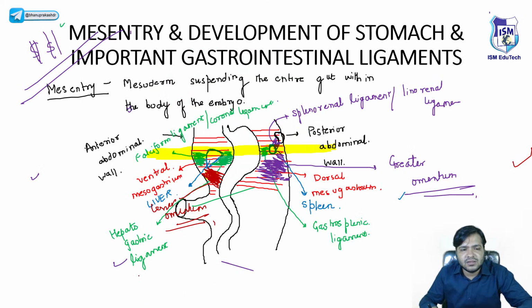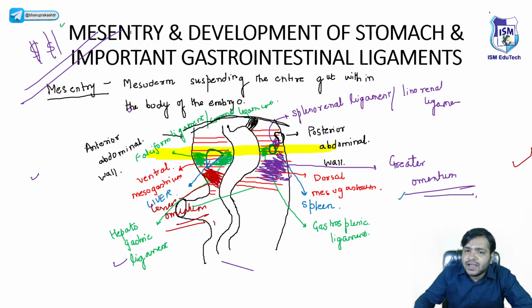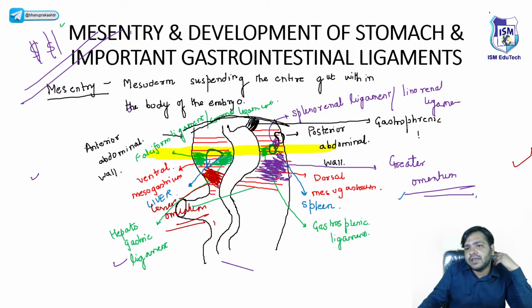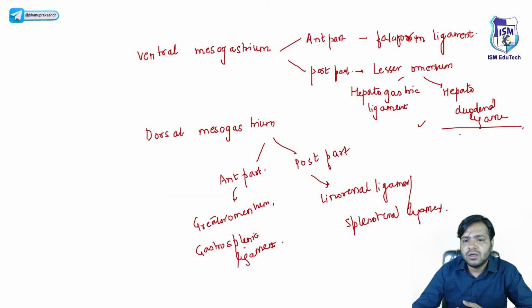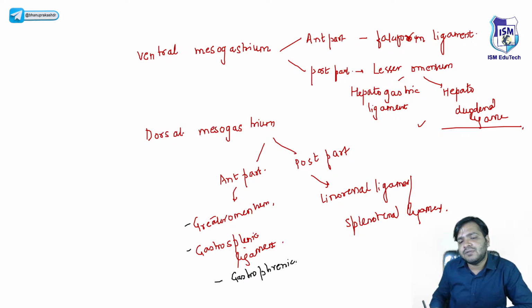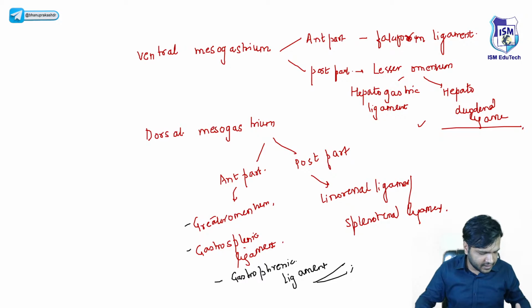There is one particular structure that I have not mentioned yet. That is the diaphragm. One ligament will connect the stomach to the diaphragm in the dorsal mesogastrium, so it will be the gastrophrenic ligament. So in the dorsal mesogastrium, we have the greater omentum, the gastrosplenic ligament, and the gastrophrenic ligament, which helps in the connection of the stomach to the diaphragm.